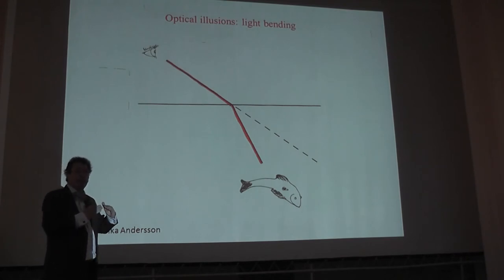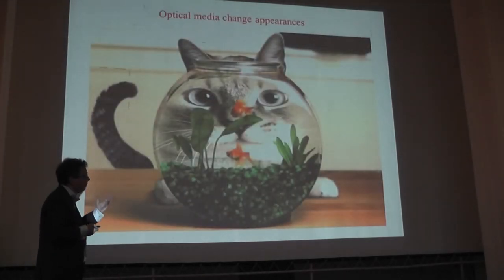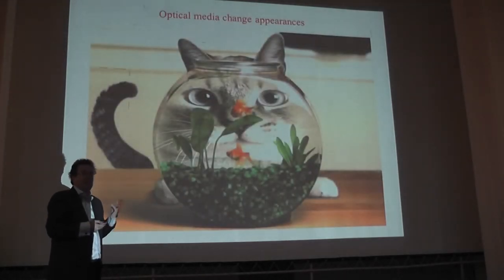Here it's the most extreme example, so it's refraction, a sudden change of direction. But you can imagine if you have a material where the optical properties, the refractive index, varies gradually, then this refraction goes also in a gradual way, and so light is then gradually bent around an object. So therefore you see things differently. So optical media, optical materials change the perception of space.